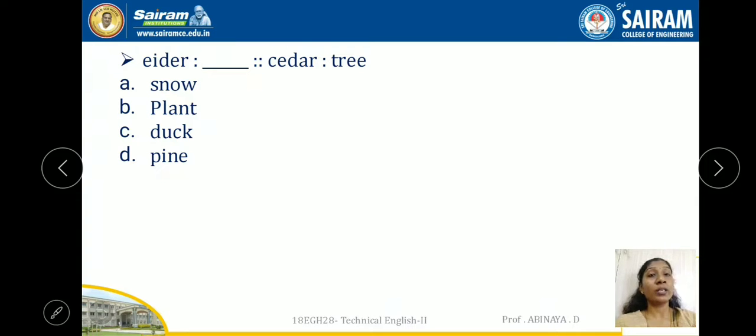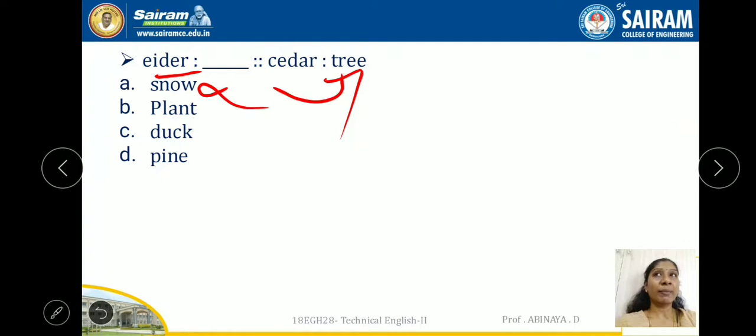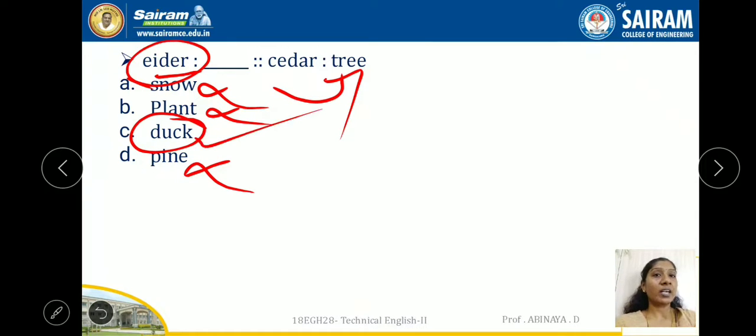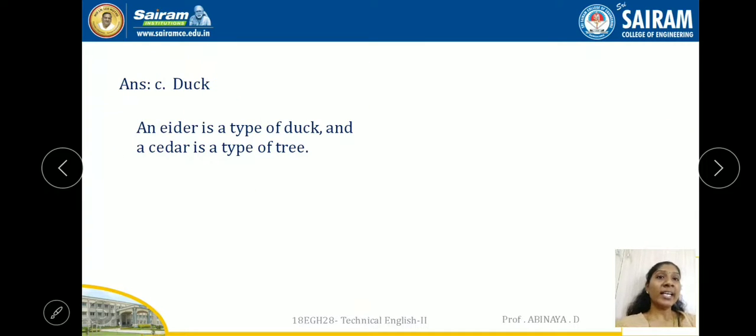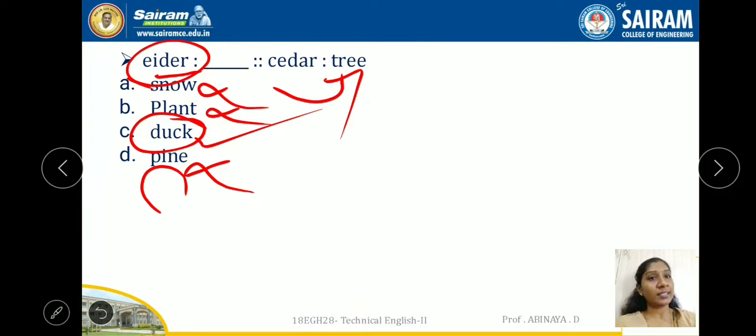That's very important. And the cedar is a type of tree, and eider is a type of snow? No, because it's not a noun of that kind. Plant, eider is a type of plant? No. A pine? Because pine is a particular tree, so pine will not come. Obviously, it's a duck. Eider is a type of duck. An eider is a type of duck, and a cedar is a type of tree. It is like general knowledge based.